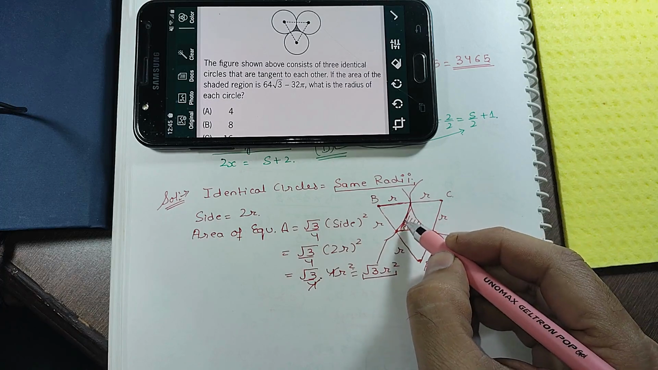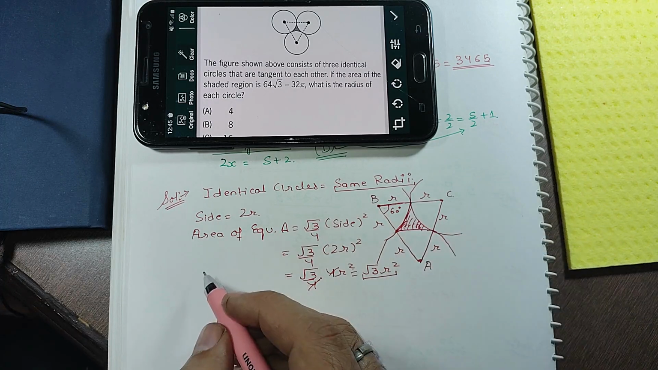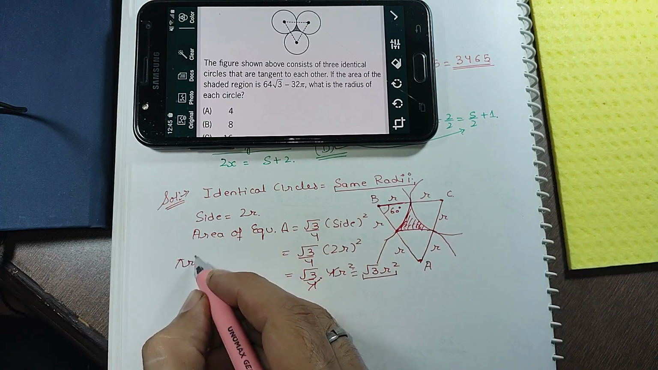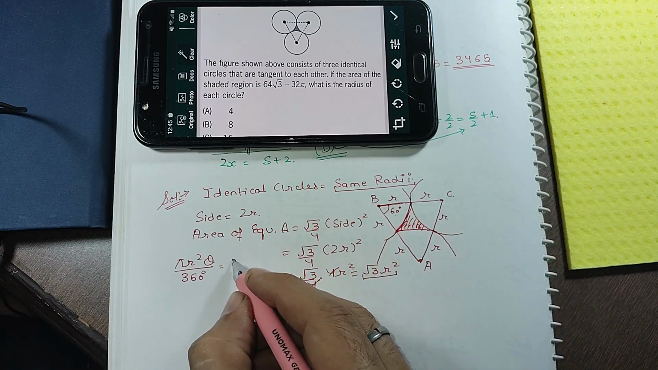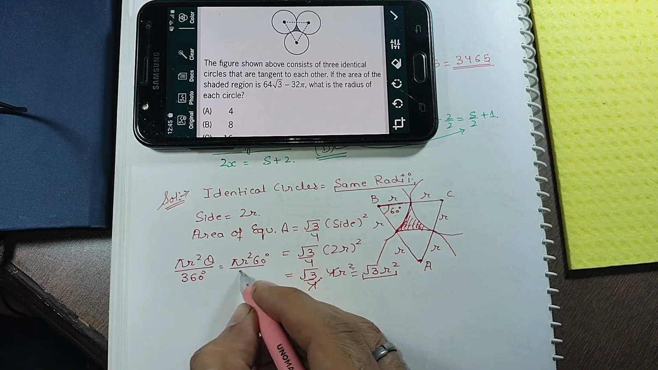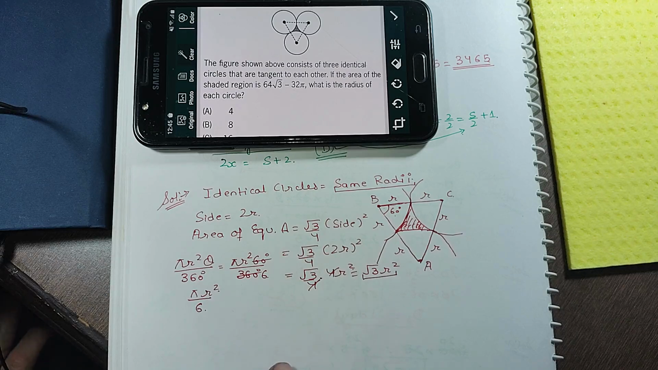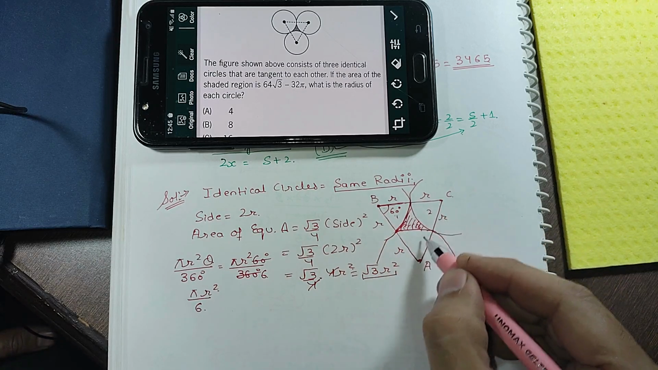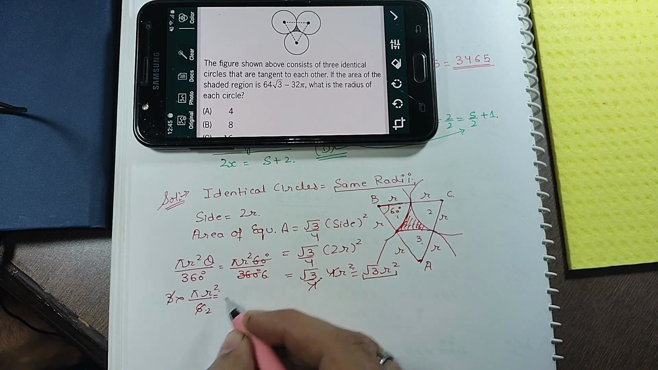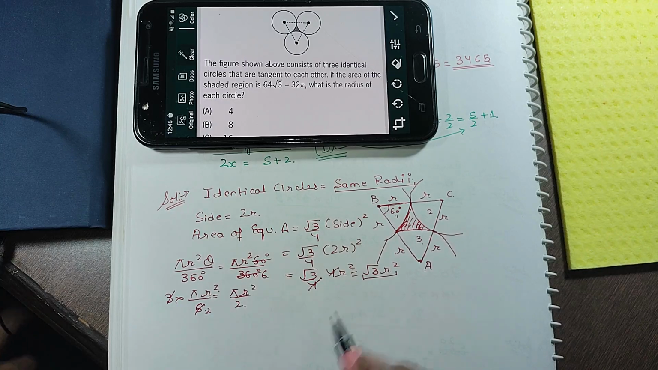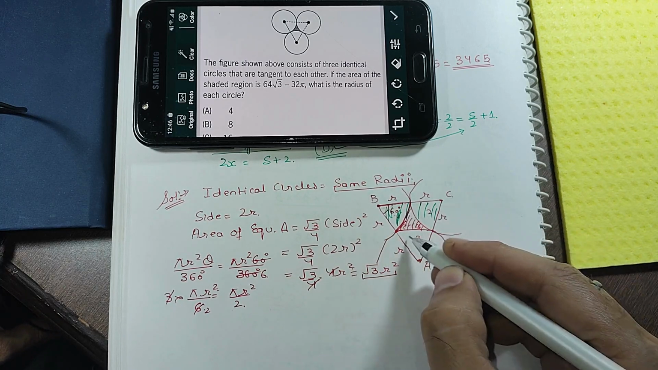Now, in an equilateral triangle, each angle will be 60 degrees, and this is a sector. The area of a sector is represented by pi r square theta upon 360 degrees. Here theta is 60 degrees, so this will be pi r square times 60 upon 360, which is pi r square upon 6. This is the area of one sector. Now we have 3 such sectors inside the triangle, so multiplying by 3, I get pi r square upon 2. This is the area of these 3 sectors.